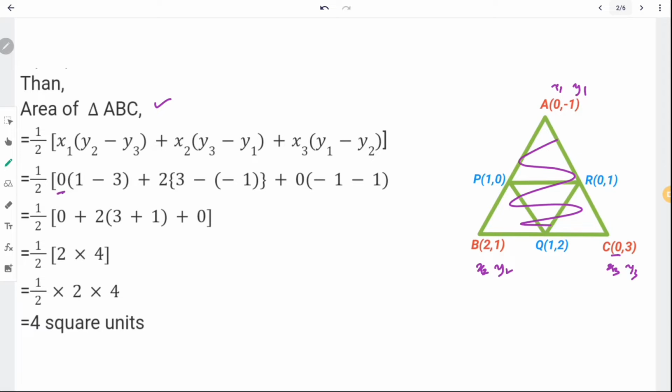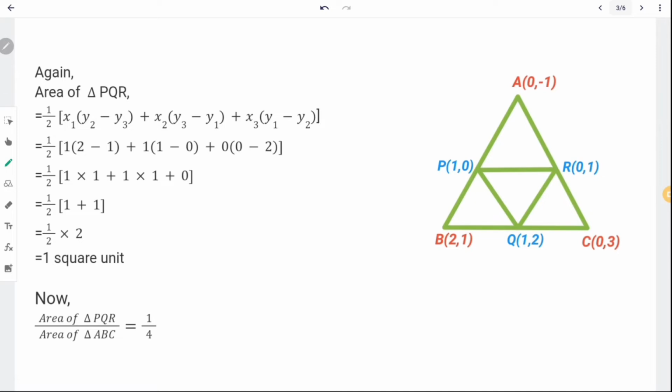So we have 0 here. 0 multiplied by anything will be 0. And this minus into minus is plus. Once again here 0 is 0, so anything multiplied by 0 will be 0. Then we're getting 3 plus 1 is 4. So we'll have just simply 2 into 4. We can just subtract these two, and we're going to get the area of triangle ABC to be equal to 4 square units.